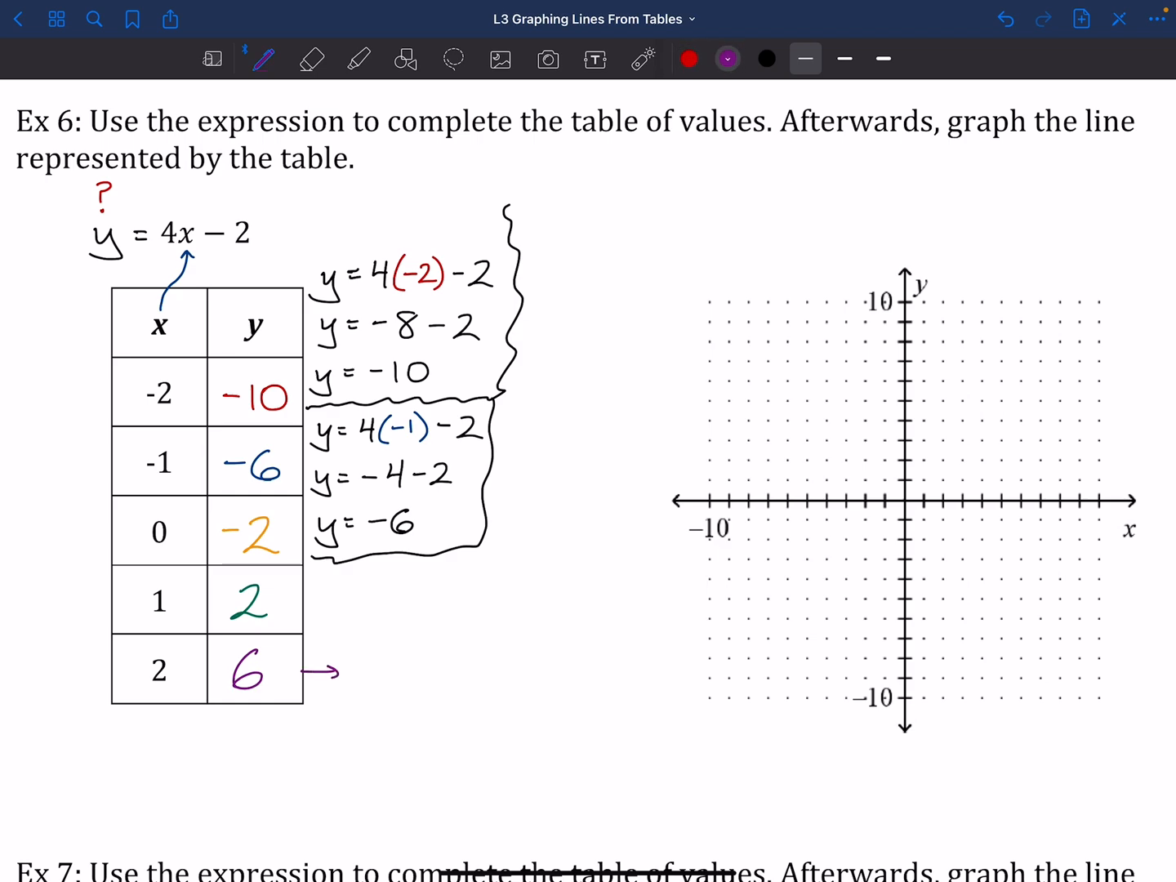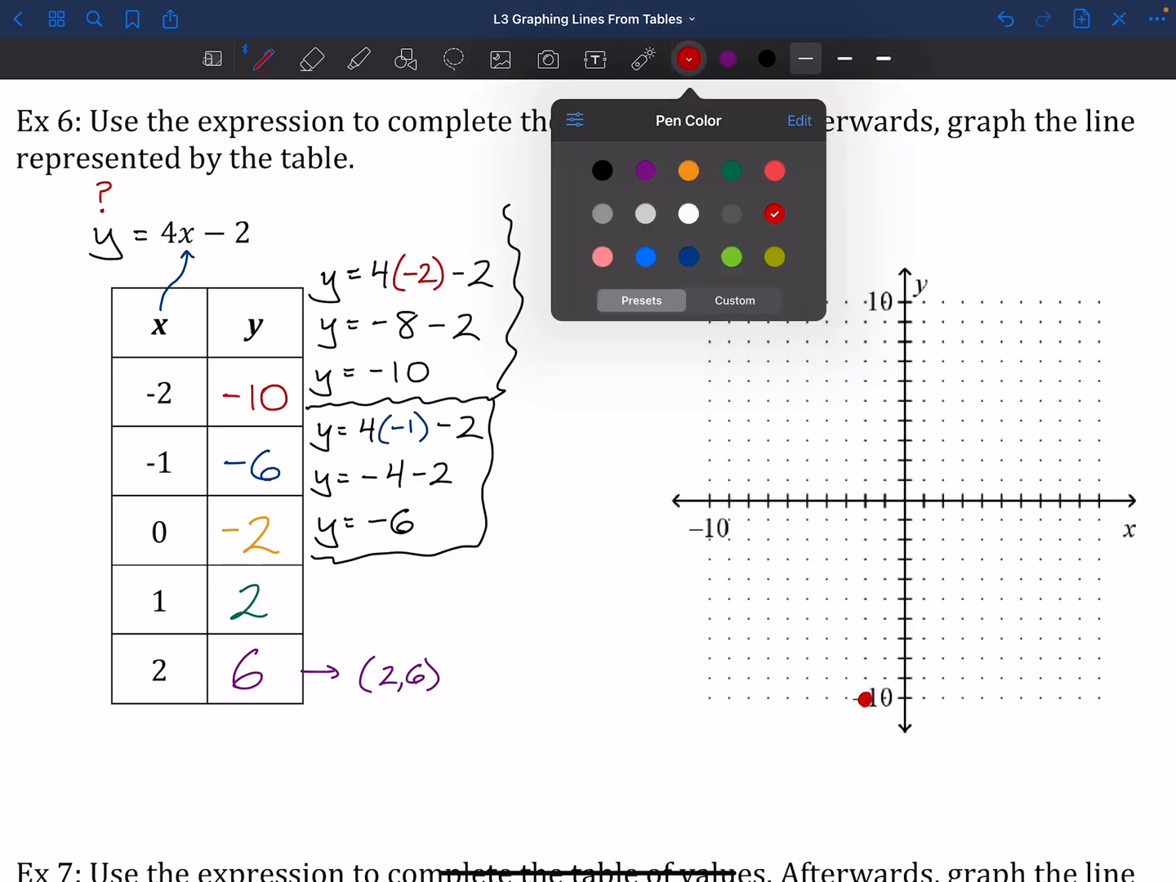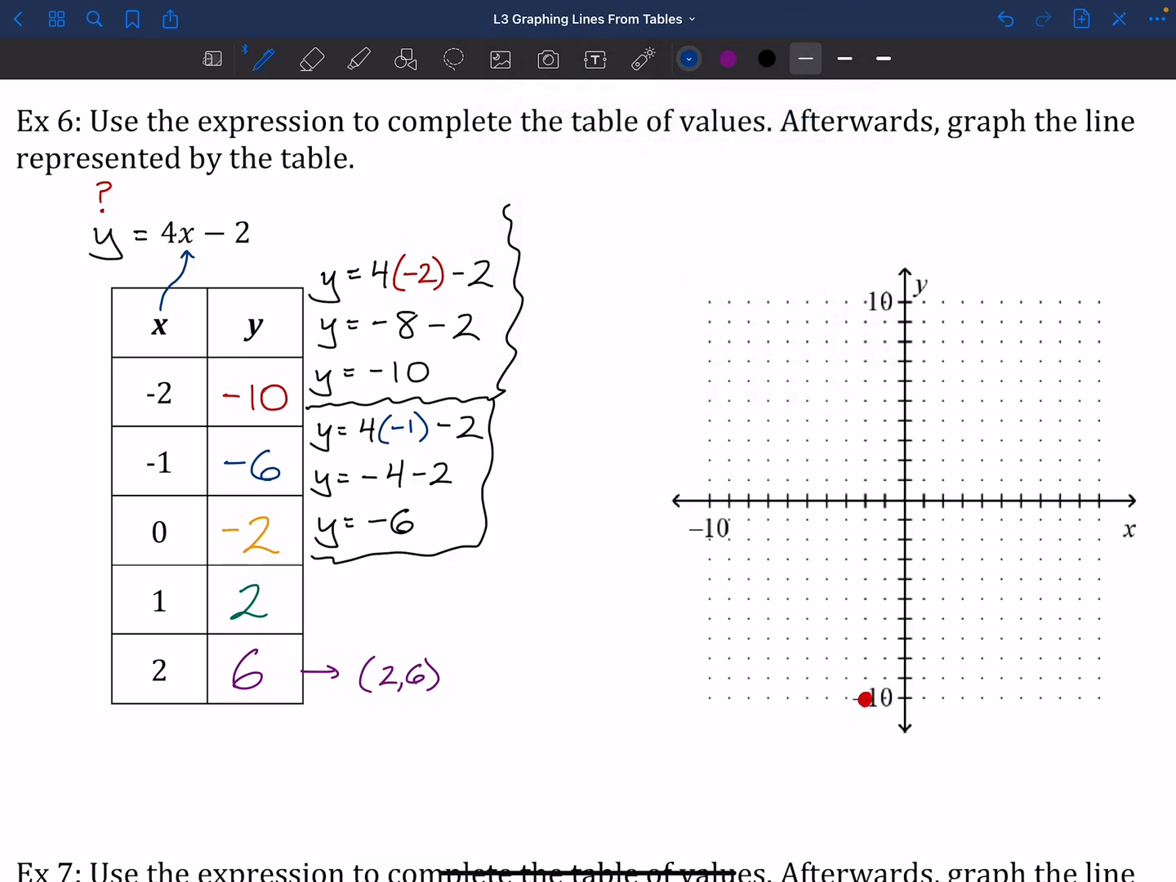After that, it's the same old deal. We could turn all of these bits of information into points, and we're just going to plot them on the graph. So take a second, try doing that on your own. I'm going to be doing it over here at the same time. So we got -2, -10, -1, -6, 0, -2. We got 1, +2, and we got 2, 6.